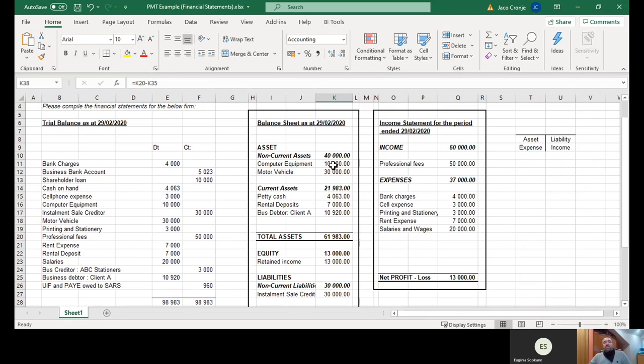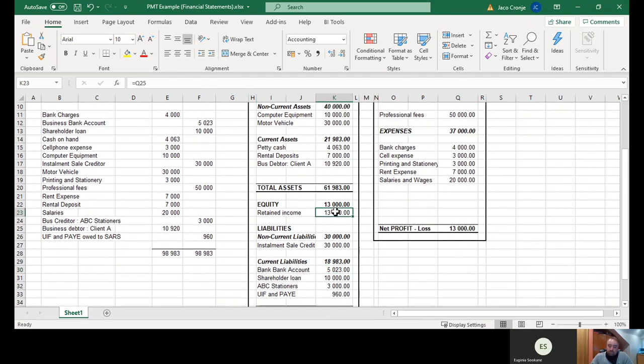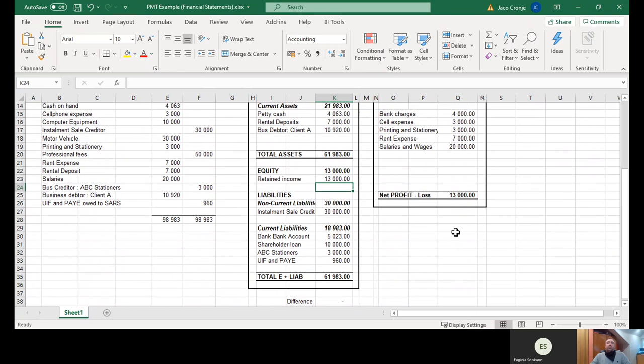So let's just check. So going back to our lecture, the income statement is the history. That showed us how much work we did. It showed us which expenses we incurred. My assets will tell me what will happen in future. I will have computer equipment and a motor vehicle that I can sell for 10 and 30 grand, put the money in the bank and take that. My petty cash the shareholder can take. My rental deposit will be paid into my bank account and the shareholder can take that. So this is basically telling me how much money I will still receive in future. The liability sections will tell me how much of those funds I will have to physically pay out. So if I take out the equity portion, you'll see the equity actually means what I'm getting in future, less what I'm getting out in future. And that is my equity.